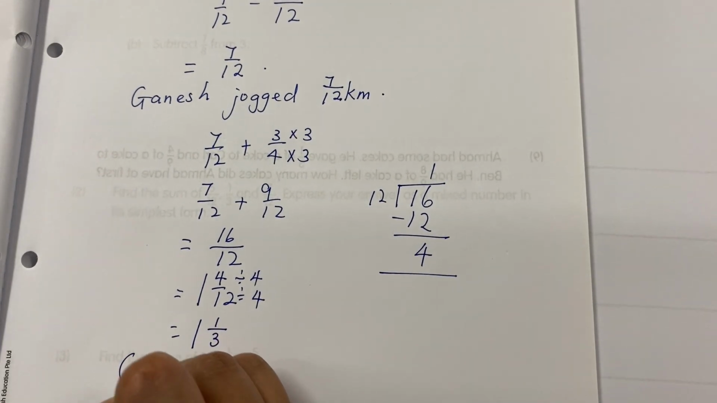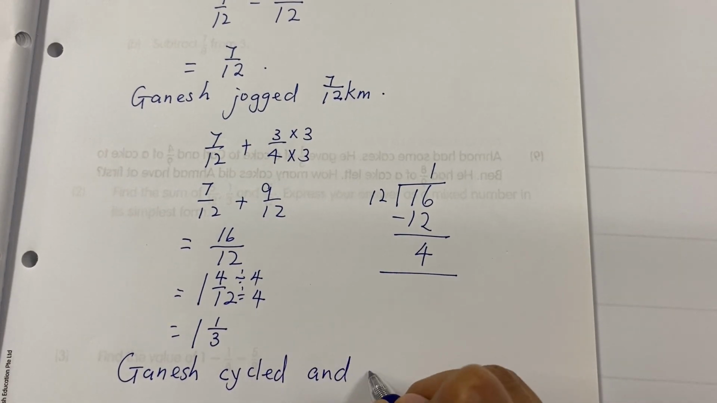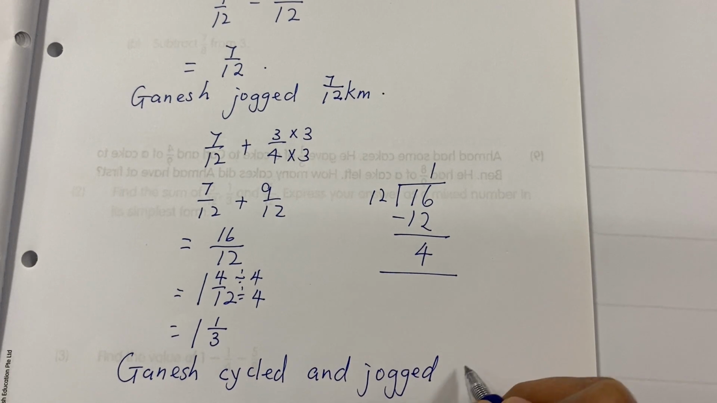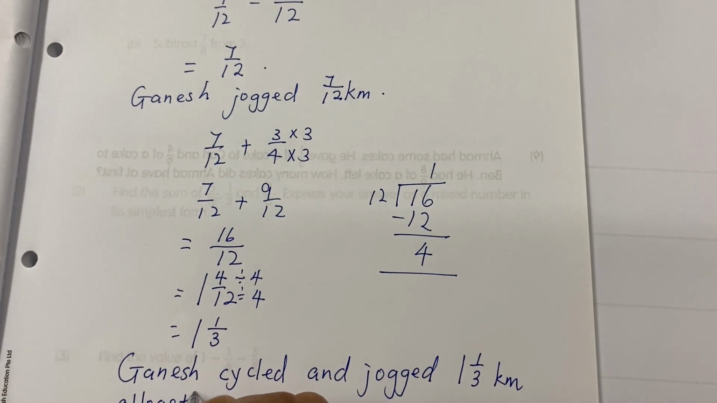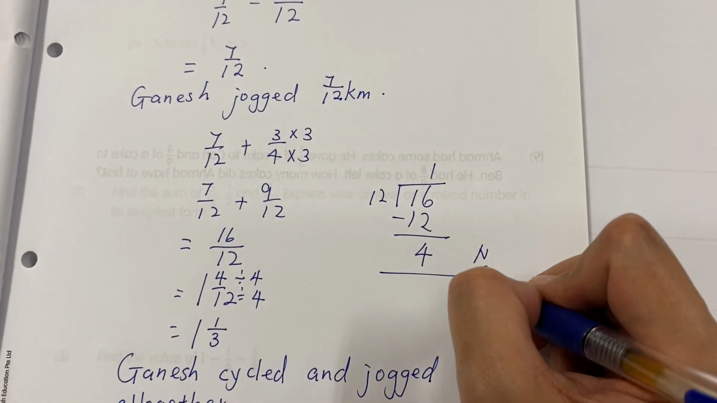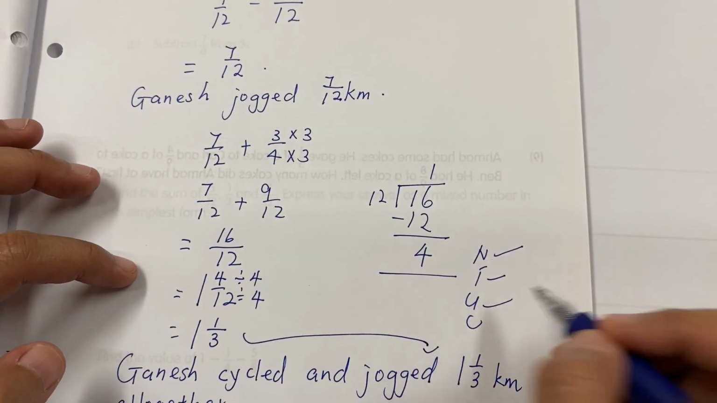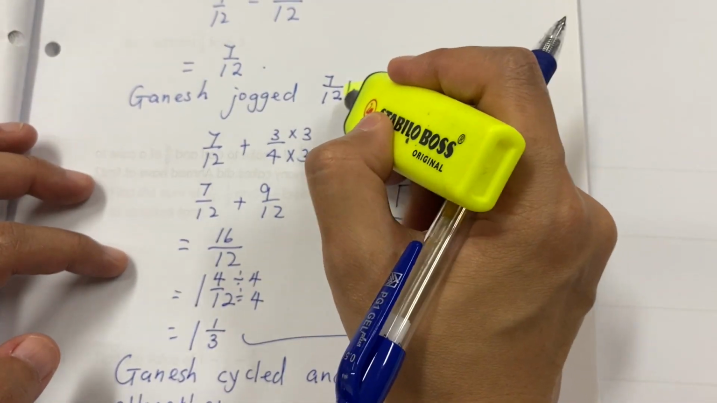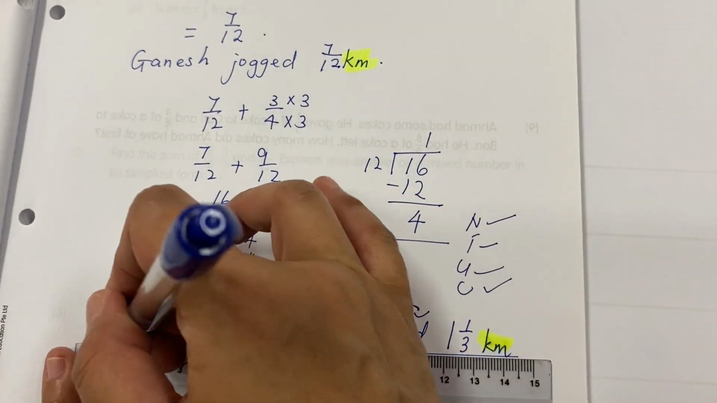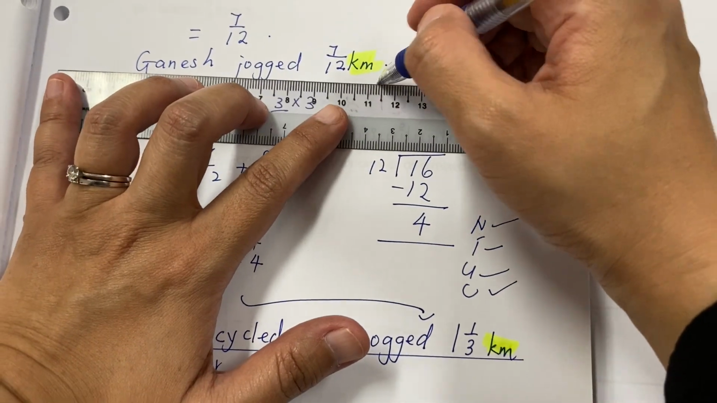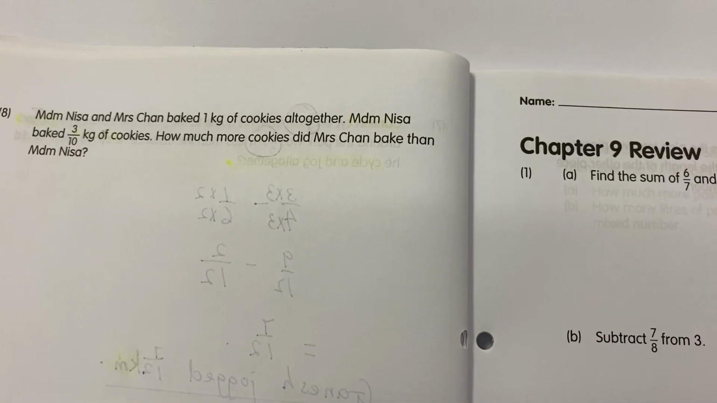So Ganesh cycled and jogged 1 1/3 kilometer altogether. Okay, so you have your NTUC, all the numbers written, transferred, unit is kilometer, and check my answer. Is everybody okay? Right, so far so good? Yep. Okay, so we are done with question 7. Alright, that's question 8.